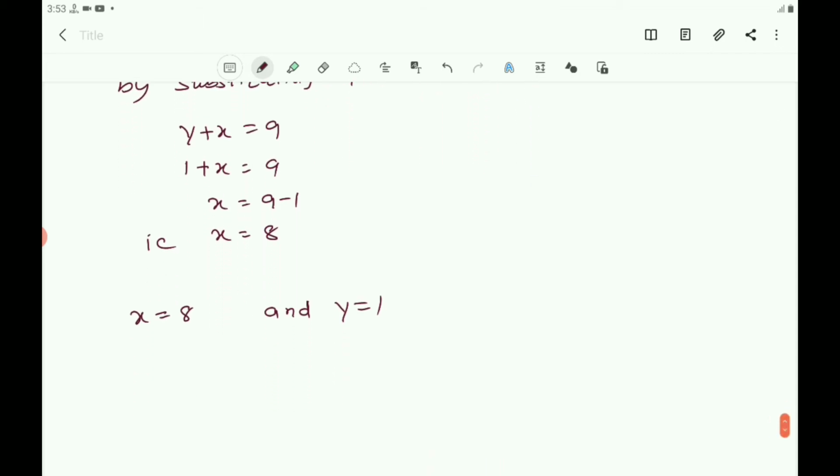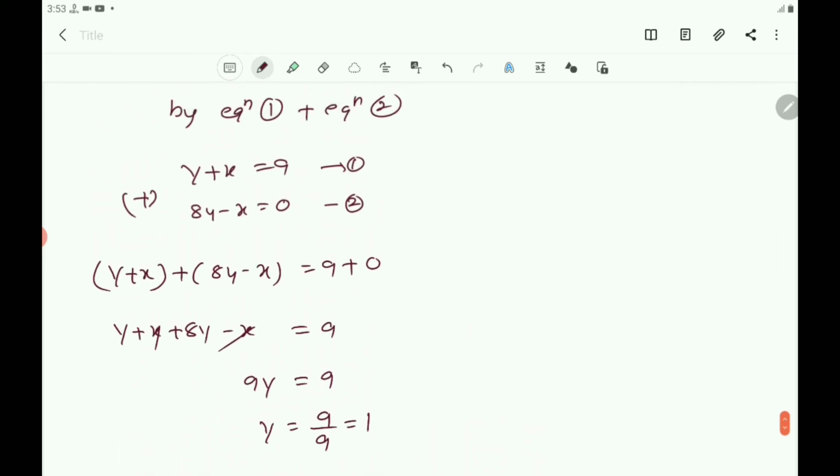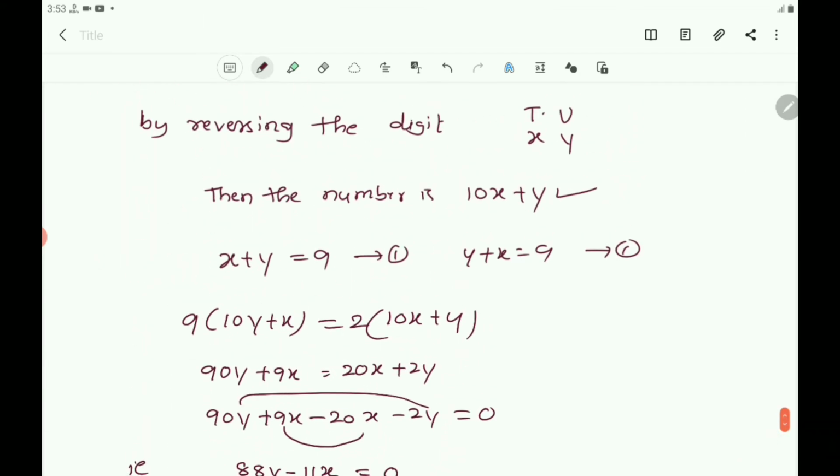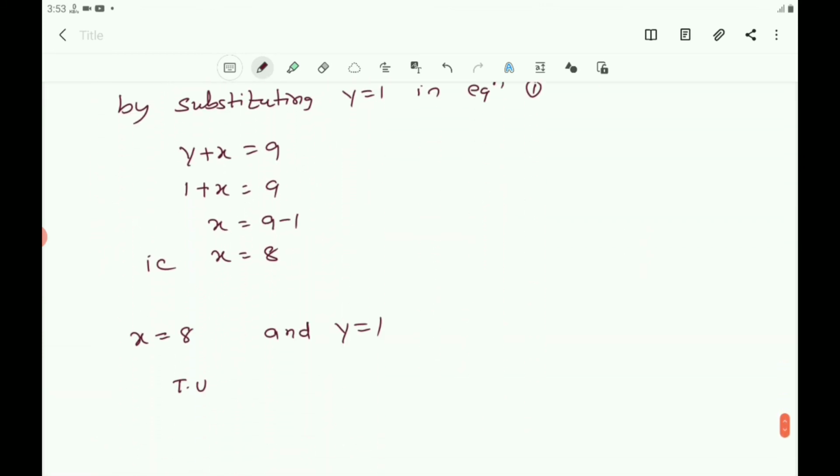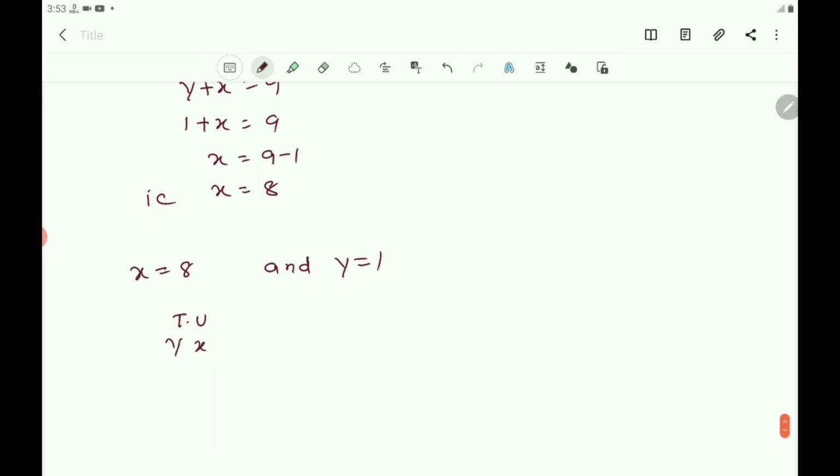In this way you got the number. The number is yx, where y is 1 and x is 8. So the number is 18. 8 is in the unit place, that is x, and 1 is in the tens place, that is y.